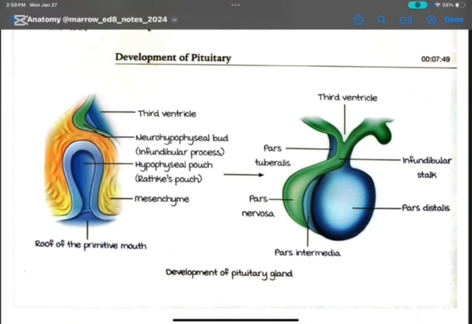Development of pituitary. Role of the primitive mouth. Third ventricle, neurohypophyseal bud, infundibular process, hypophyseal pouch, Rathke's pouch, mesenchyme. Role of primitive mouth. Development of pituitary, third ventricle, pars tuberalis, infundibular stalk, pars tuberalis, pars distalis, pars nervosa.